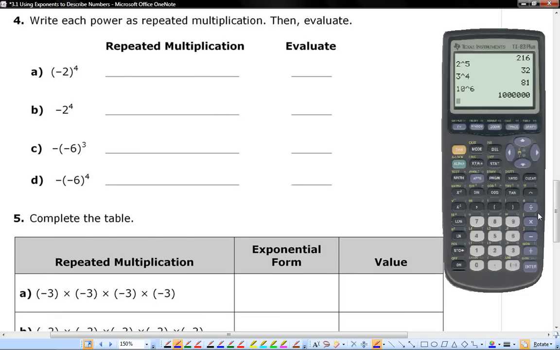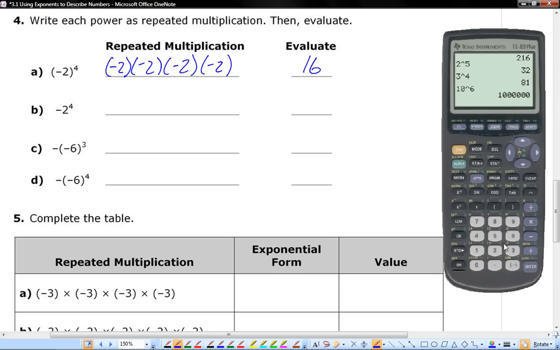Write each power as a repeated multiplication and then evaluate. So now these are looking at how the negatives get involved. Negative 2 to the power of 4 means it's negative 2 times negative 2 times negative 2 times negative 2, which is positive 16.